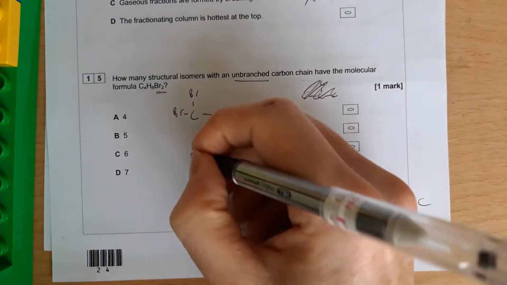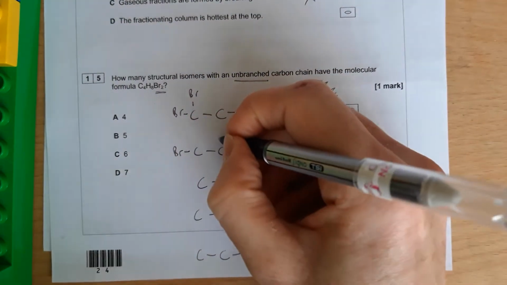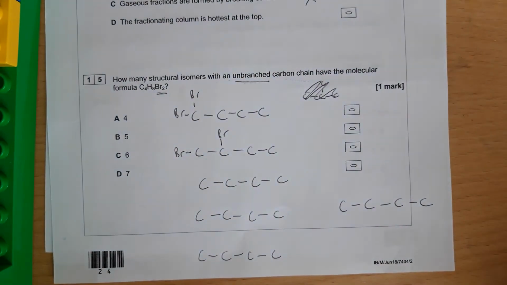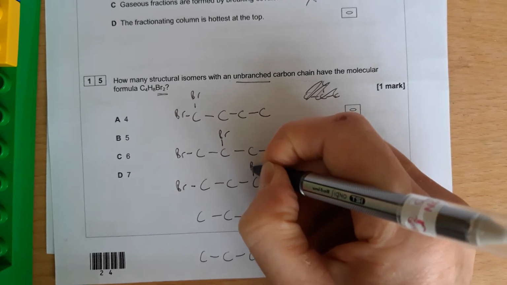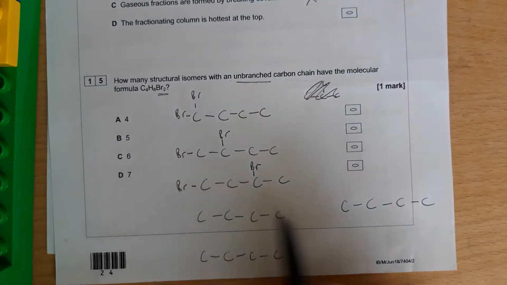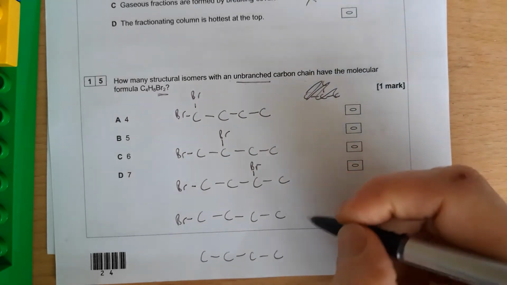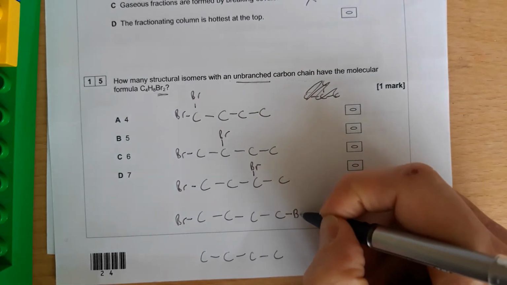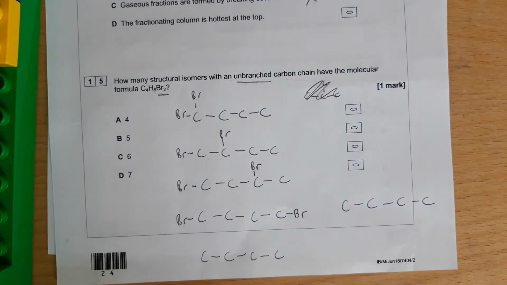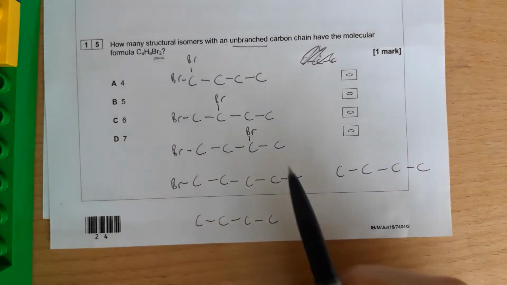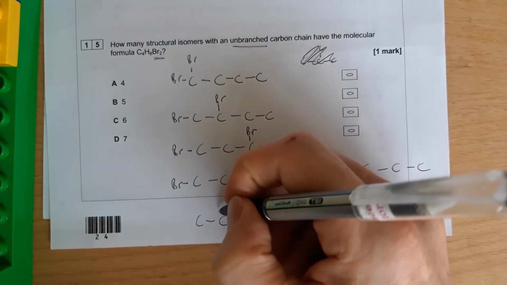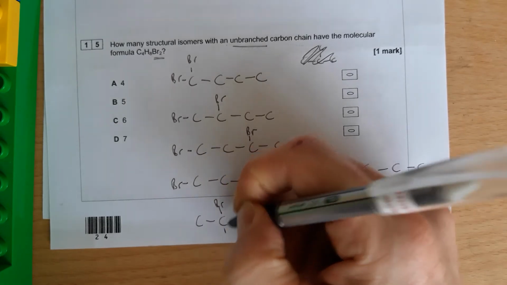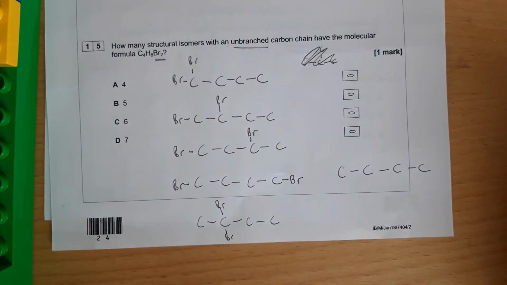The rest are hydrogens. I'm going to keep this bromine here. I could put a bromine there and a bromine there. I could put a bromine there and a bromine there. These are all different so far. I could put a bromine here and a bromine there. Bear with me, I'm not done. I know I'm not done. Right, so that's the variance of moving a bromine along one. I could then have a bromine on this one and a bromine on this one.